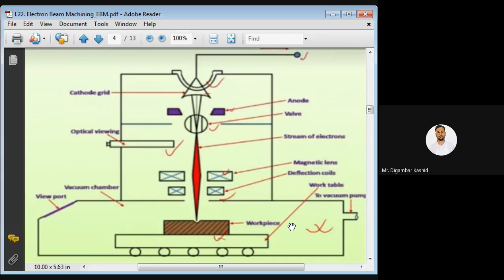Please remember this point. Also this cathode, you can see here, is used as a tungsten cathode, and if air is there, it will immediately be oxidized. Okay, so to avoid the oxidation of this tungsten filament cathode, this vacuum chamber is required. Okay, vacuum chamber is required.